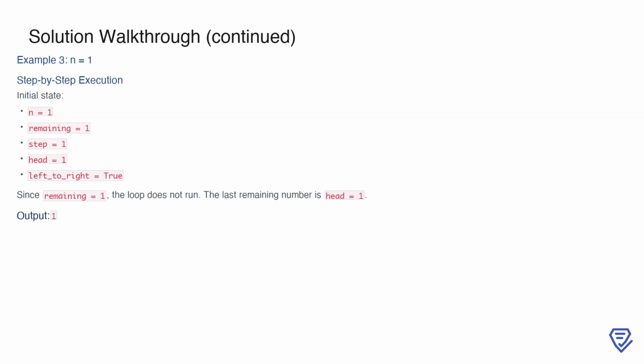Finally, let's consider the simplest case where n equals 1. Here, there is only one element in the sequence, so the number of remaining elements is already 1. The step size is 1, and the first element is 1. Since the number of remaining elements is 1, the loop does not execute. The last remaining number is simply the head, which is 1.